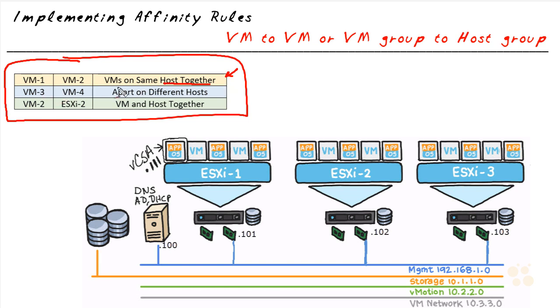Secondly, let's create an anti-affinity rule for VMs 3 and 4, so they have to run on different ESXi hosts. And third, let's create an affinity rule that says that VM2 must run on ESXi2.